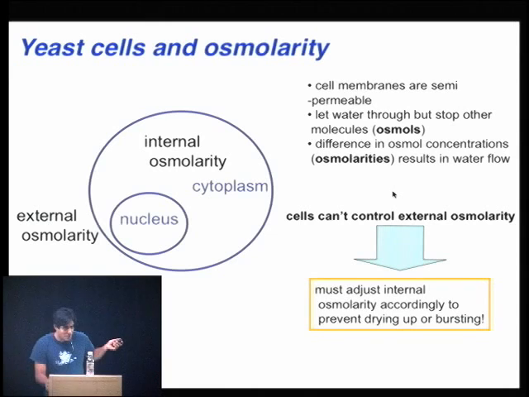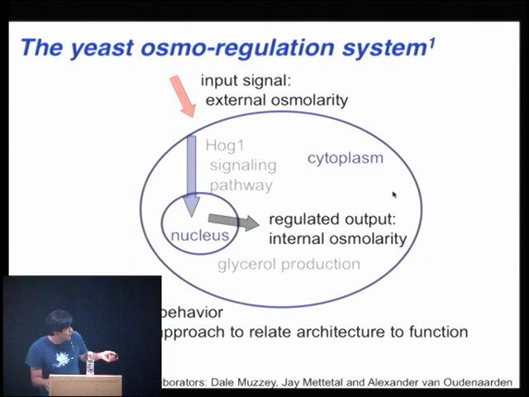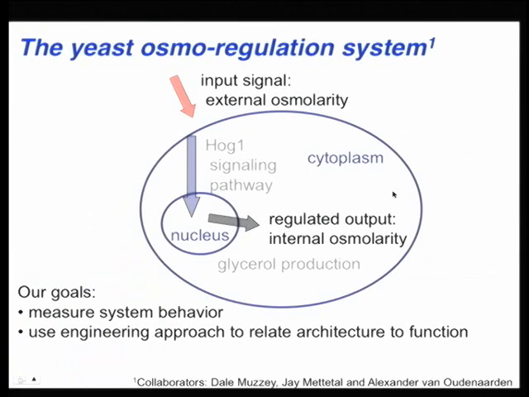Unfortunately for yeast cells, in comparison to the other cells that I showed you at the beginning, they can't move, yet they're subjected to external changes in osmolarity. Therefore, they must have a system to regulate the internal osmolarity. And it turns out they do this by what's called the HOG1 signaling pathway. I'll show you a diagram in a little while. So the input signal is the external osmolarity, and eventually the system results in adjustments in the glycerol production, which is a molecule that the cells use to regulate the internal osmolarity.